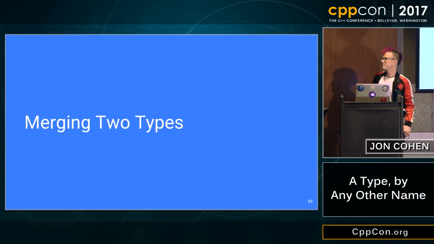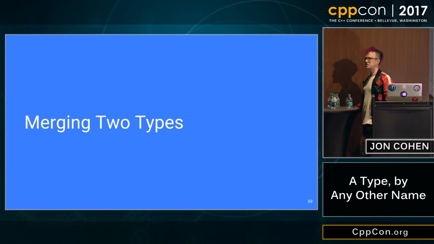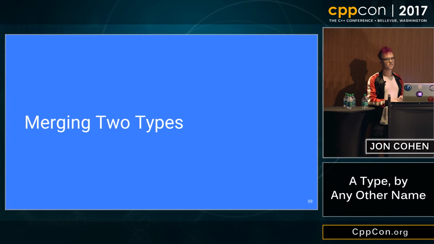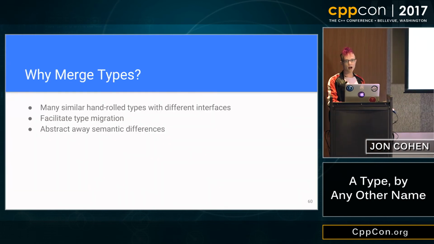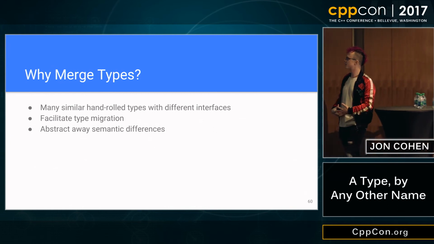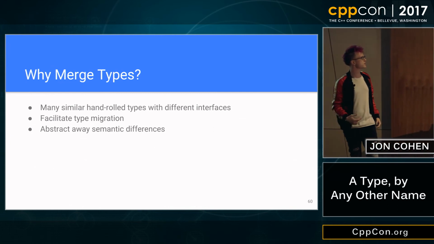So now here's a little story. And this is going to be a last little story about a battle story I had in Abseil. Merging types. Why do this? Why would you take two types and make them one, or three types, or n types and make them one? It turns out there's a lot of interesting things you can do with this.